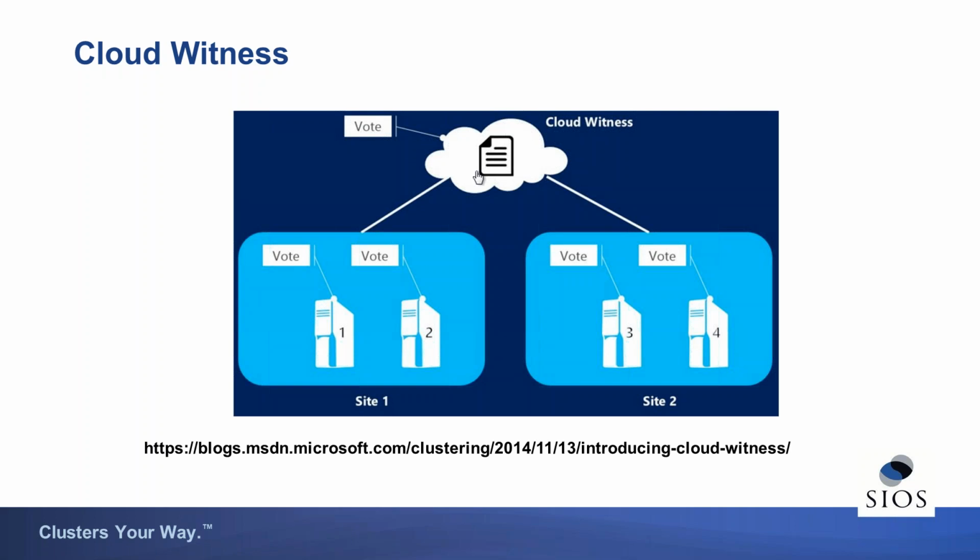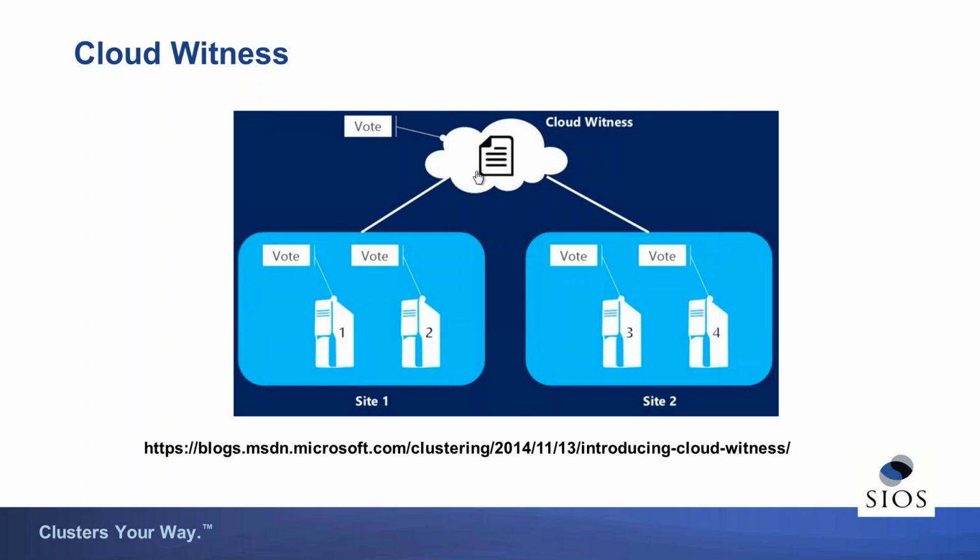In a multi-site cluster, with any quorum, you need to have a majority of votes in order for your node to come online. So essentially, it's a voting mechanism. What you see pictured here, again, is a multi-site cluster with 2 sites with 2 nodes in each site, and the cloud witness is pictured in between. Now, before the cloud witness, we had to use a file share witness. The file share witness was basically another Windows server that hosted the file share that would take part in the vote in the quorum.